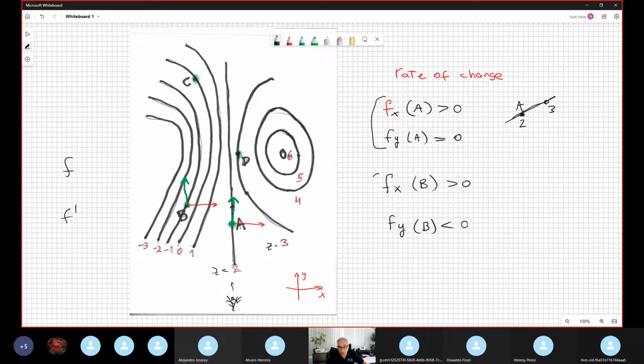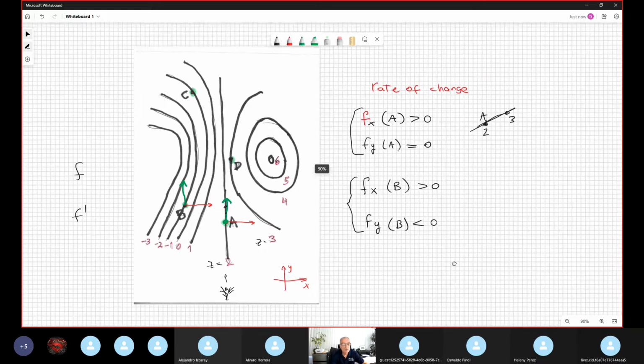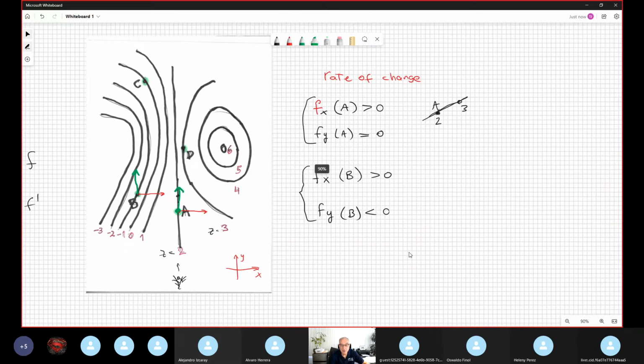Everyone follow me? Do you understand this idea or no? Okay. My intention today is to show you the application of the contour plot. Let's see what happens at the point C and what happens at the point D.